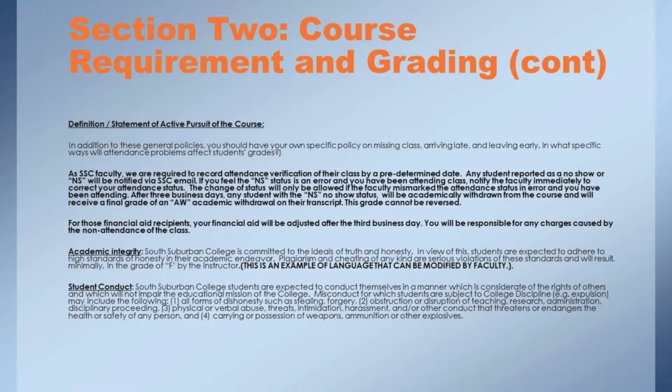The next part of Section 2 for course grading and requirements would be the definition statement of active pursuit of the course. This information is already stated. You'll note that that's there. You have to have this in your syllabus, so you won't really have to make any changes here.